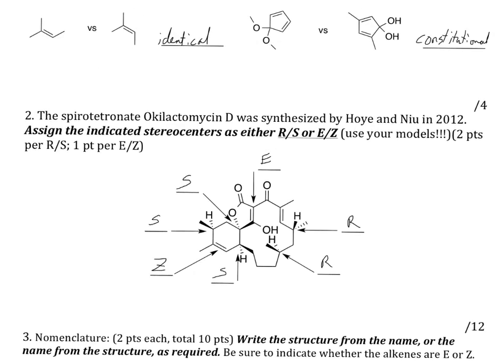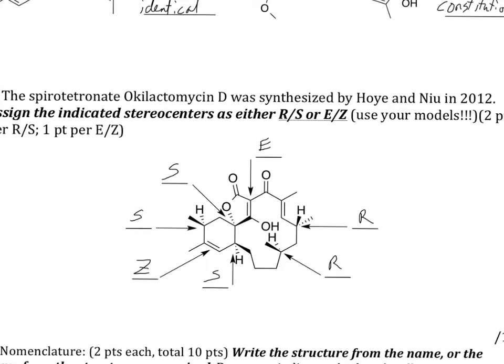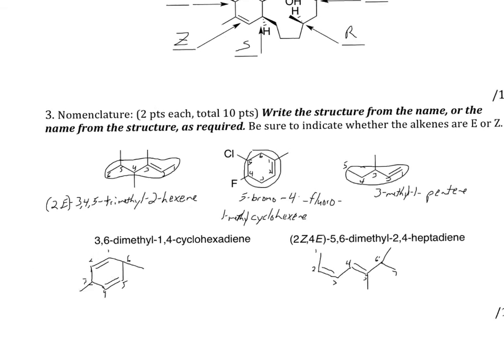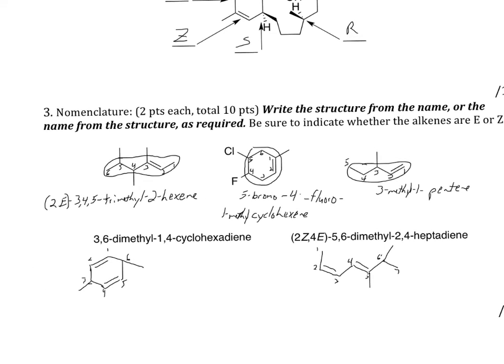For this one, it's just a matter of indicating E and Z and S and R. So you've got to do your rankings again, red, white, and blue. R rotates clockwise, S rotates counterclockwise. E means they're trans, Z means they're on the same side. This is practicing your rules and ranking. This one is some naming. You've got to be careful with these.